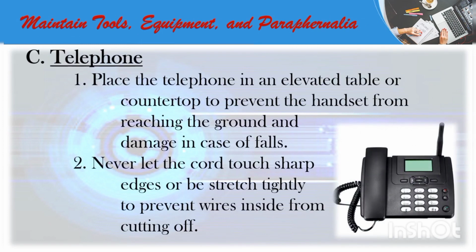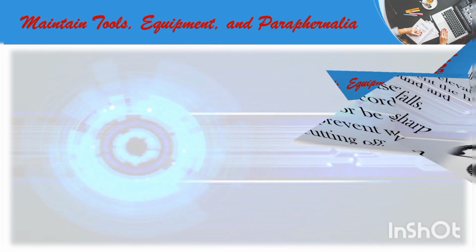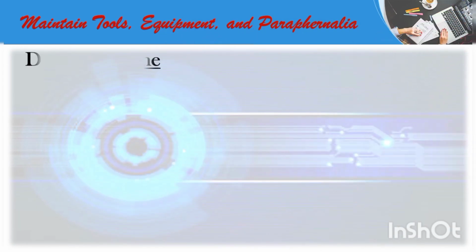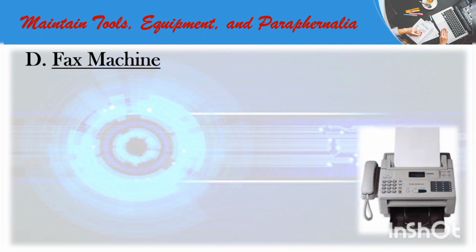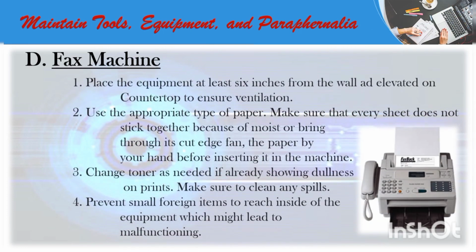Now let's move on to the next major tools and equipment. So we have the telephone. So first, you have to place the telephone on an elevated table or countertop to prevent the handset from reaching the ground and being damaged in case of falls. Number 2, never let the cord touch sharp edges or be stretched tightly to prevent the wires inside from cutting off.